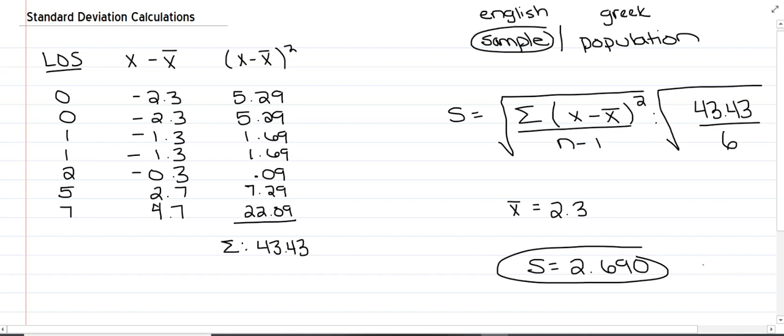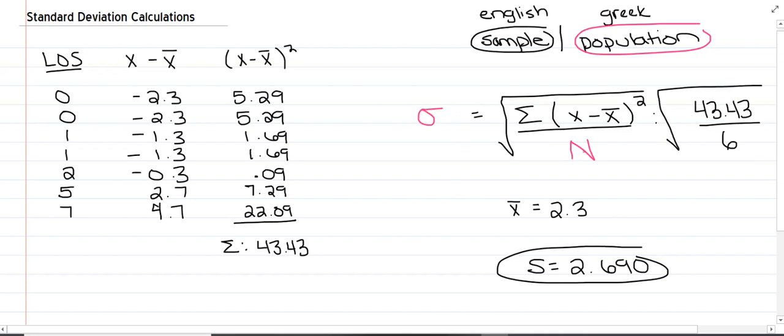Now, let's say we want to go ahead and do the population standard deviation. So let's just say this was the length of stay for all patients seen in the last week. We'll just say that's the example here. What changes in this formula now? So let me change colors here. So now we're going to look at a population. The only thing that changes in this formula is the denominator right here and the symbol we use. So this denominator will become n, and this symbol is the Greek letter sigma.